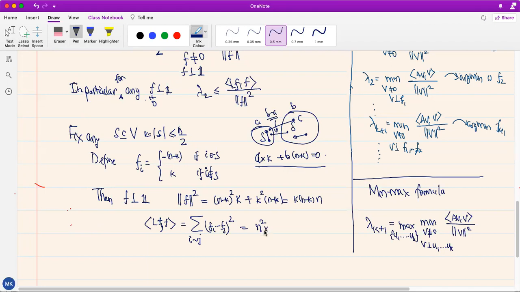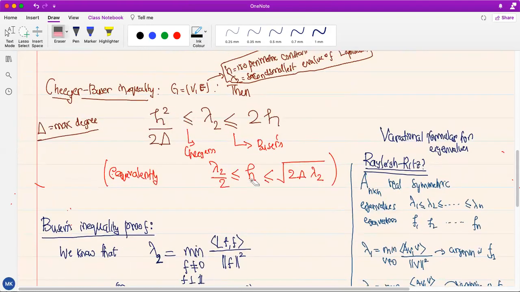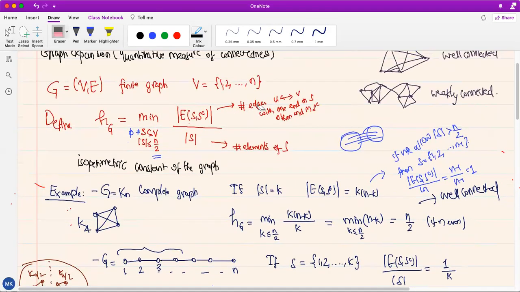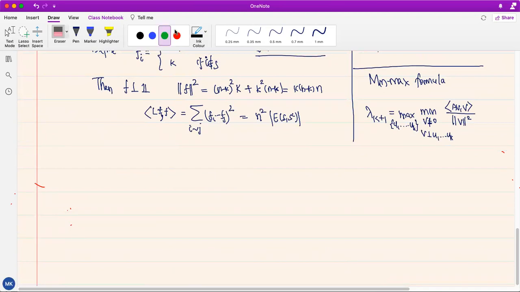But how many edges are there? How many edges are there? Maximum N into N minus K. No, we'll write it as just E of S S complement, right? That's exactly the number of edges that is there. You agree? It is N squared times that, because all edges within S will give me zero difference, and all edges within S complement will give me zero difference. It's only edges going from S to S complement, and that's precisely what is E S S complement: the number of edges with one end in S and the other in S complement. That's what I used here.